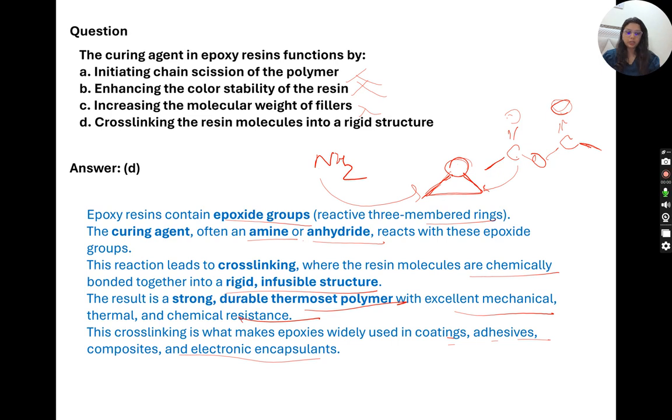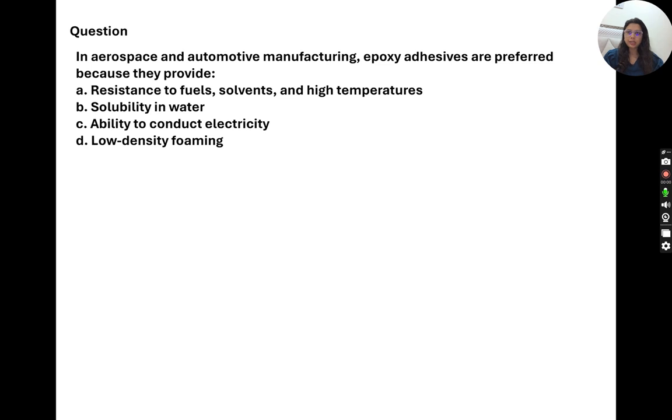Okay, then move forward. So yeah, in aerospace and automotive manufacturing, epoxy adhesives are preferred because they provide, and I guess it's a very simple question, we do not need to think much. So why are these epoxy adhesives used in aerospace and automotive manufacturing?